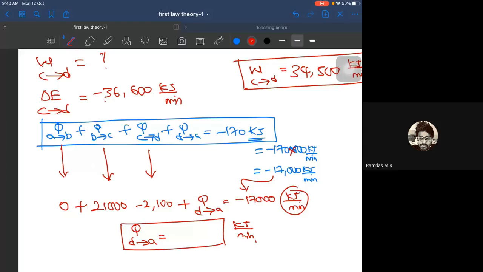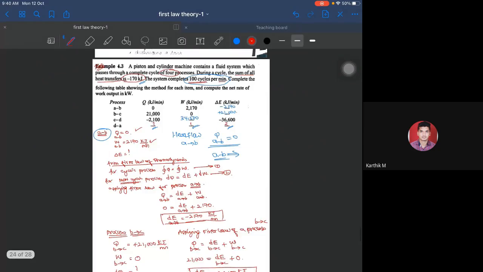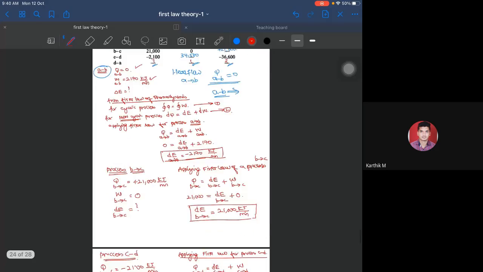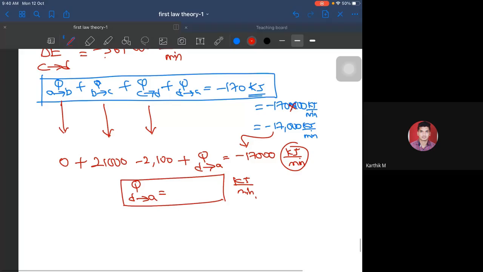Okay, from the basics, I'll be explaining once again: minus all the things, 35,000 minus... Okay, give me the answer, Karthik. Minus 35,900. Everyone got the same answer, guys? Any change, positive or negative? Because the positive and negative signs play a very important role in the first law and second law.